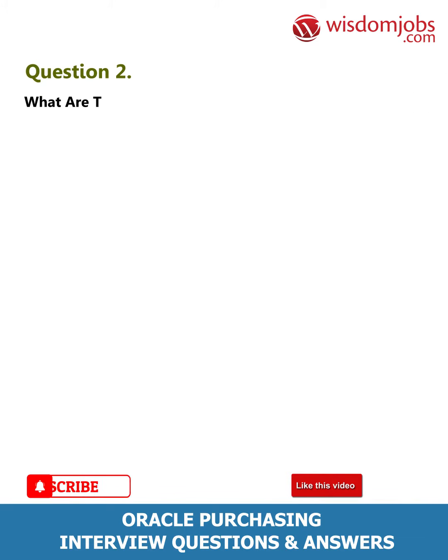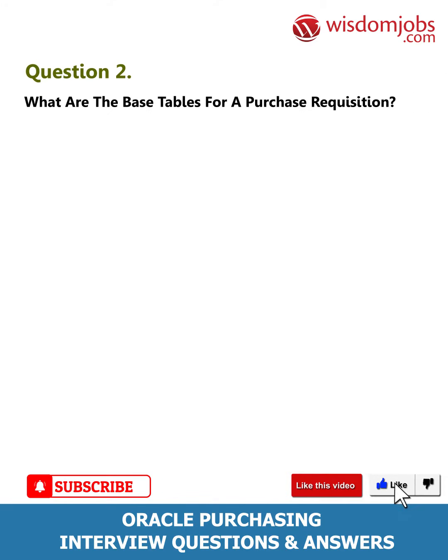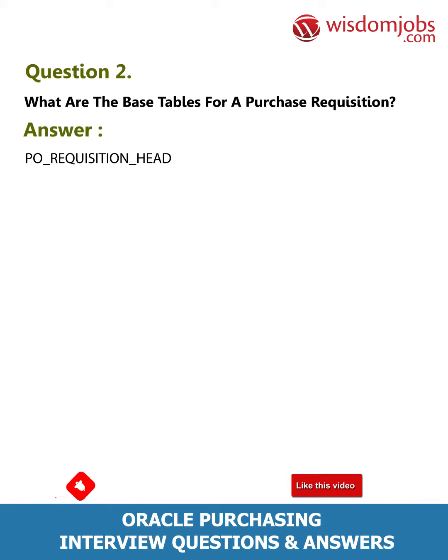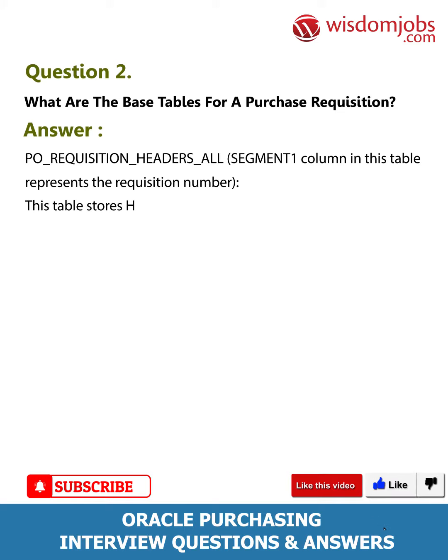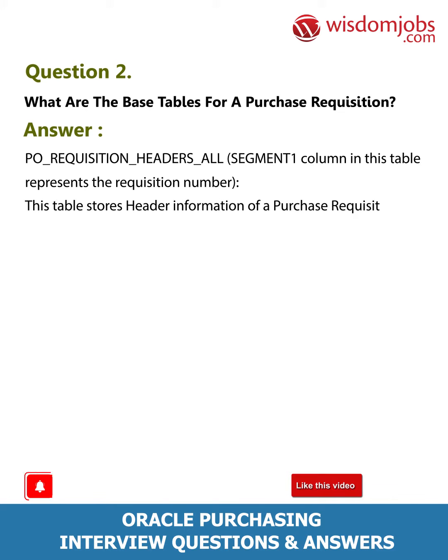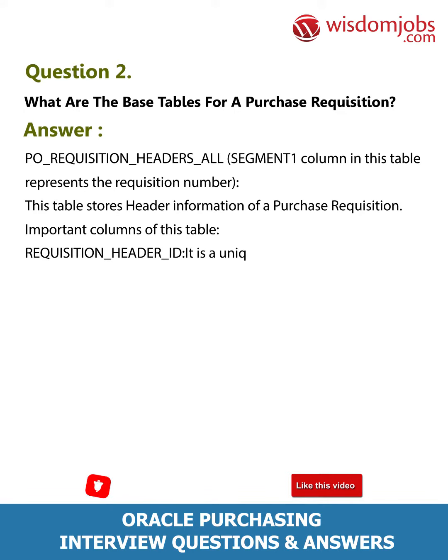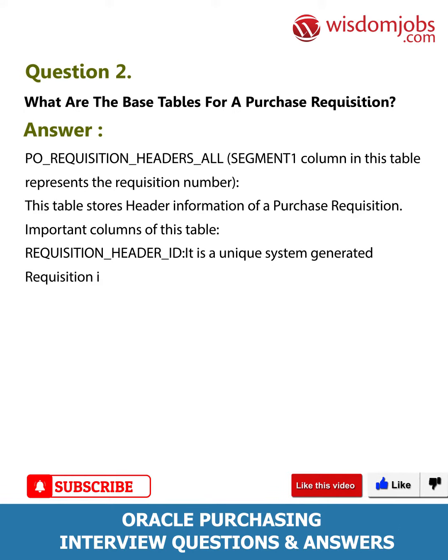Question 2. What are the base tables for a purchase requisition? Answer. PO_REQUISITION_HEADERS_ALL. Segment1 column in this table represents the requisition number. This table stores header information of a purchase requisition. Important columns of this table: REQUISITION_HEADER_ID. It is a unique system-generated requisition identifier.